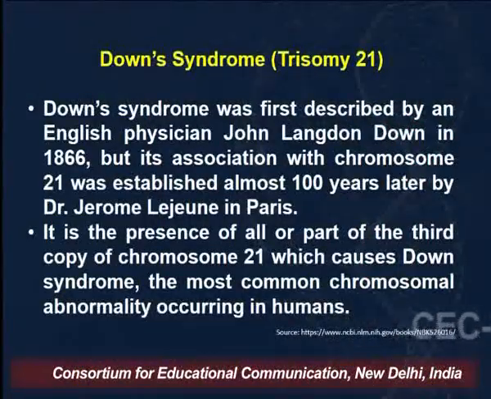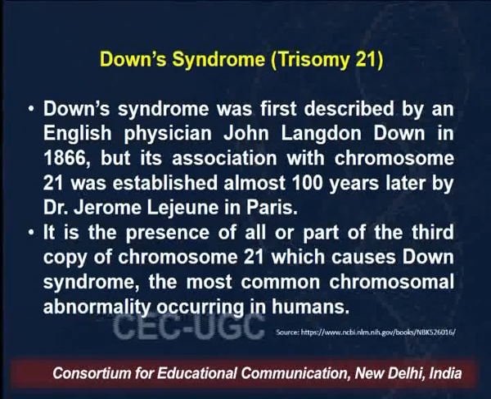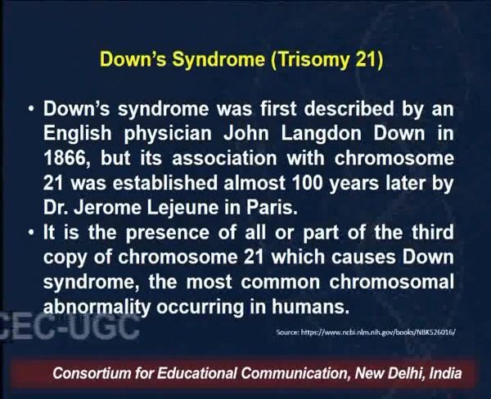Now the next condition I will be talking about is Down syndrome, which again occurs because of an autosomal trisomy, trisomy 21. Down syndrome was first described by the English physician John Down in 1866, but subsequently chromosome 21 involvement was established about 100 years later by Dr. Jerome Lejeune in Paris. It was found that it was a trisomy 21, the most common chromosomal abnormality in humans.